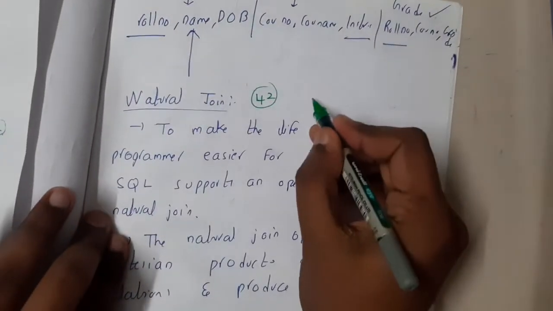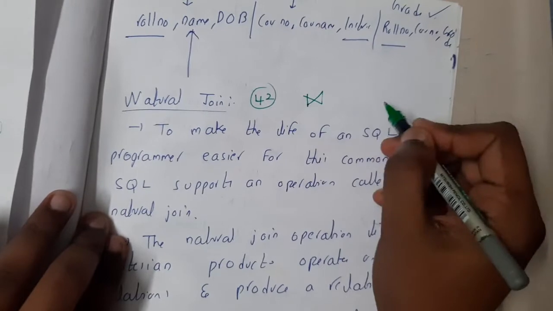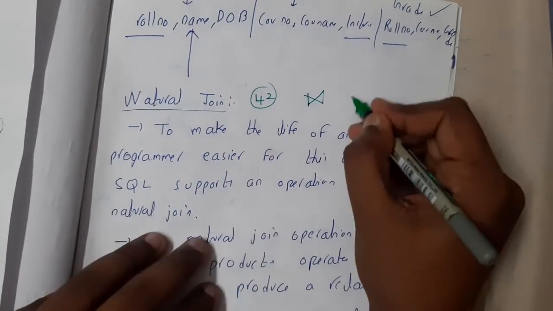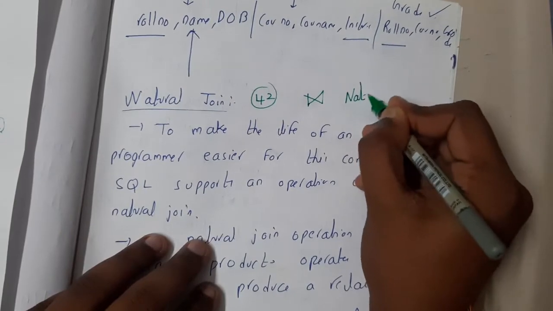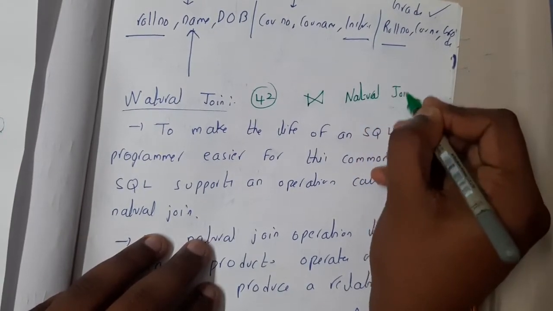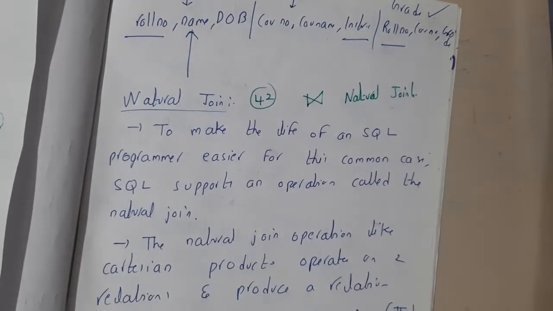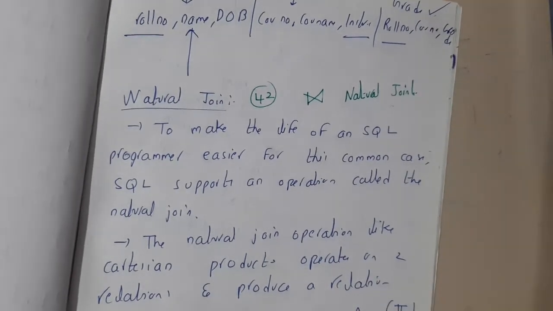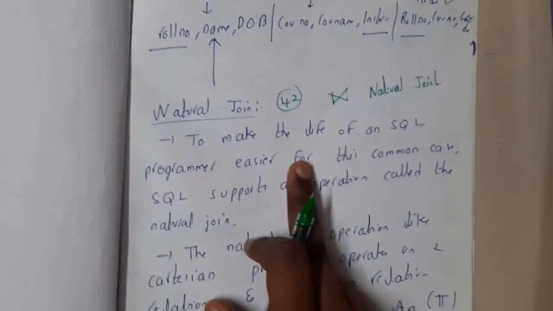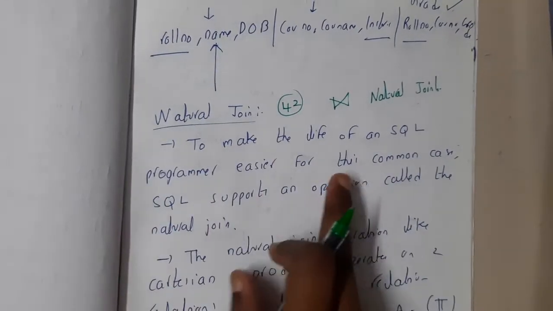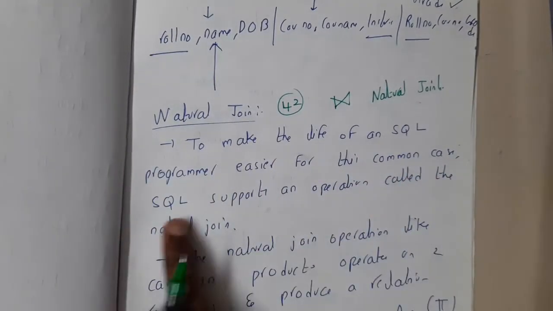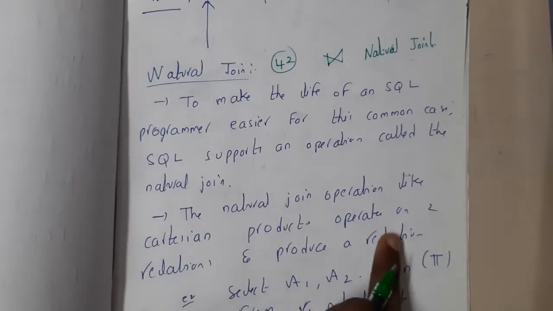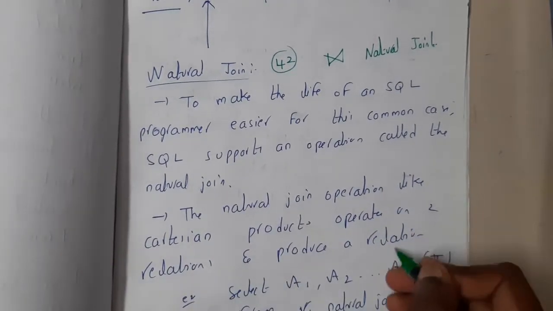The symbol for natural join in relational algebra is this, and when it comes to natural join in SQL, it will be written as NATURAL JOIN, the full form. Got it? In SQL, everywhere we write the full forms, guys. We never use shortcuts or symbols. To make the life of the SQL programmer easier, for this common case, SQL supports an operation called natural join. The natural join operation, like the Cartesian product operation, operates on two relations and produces a relation.